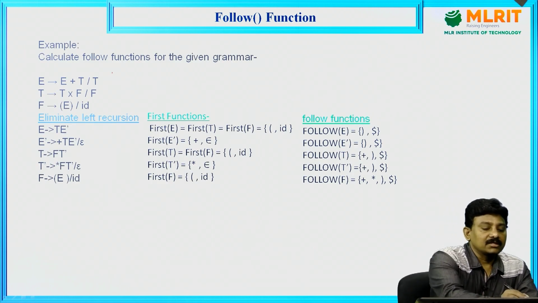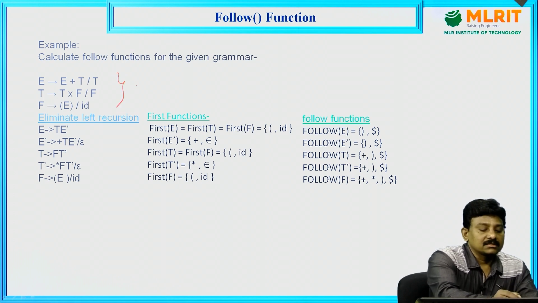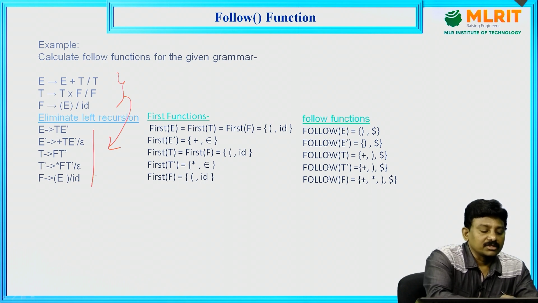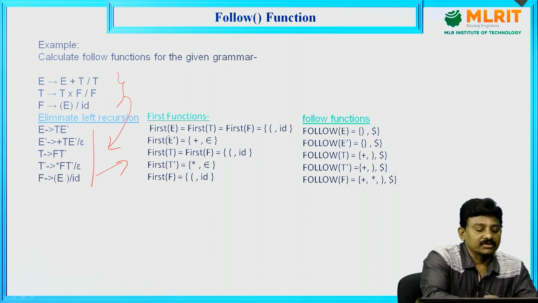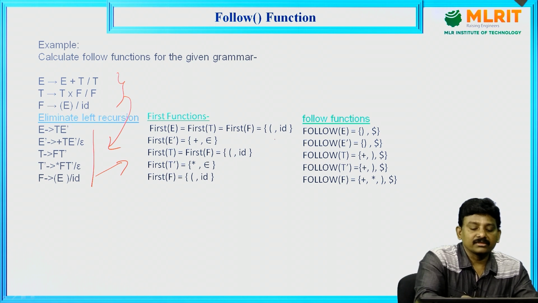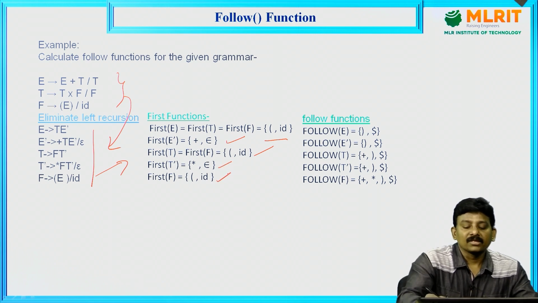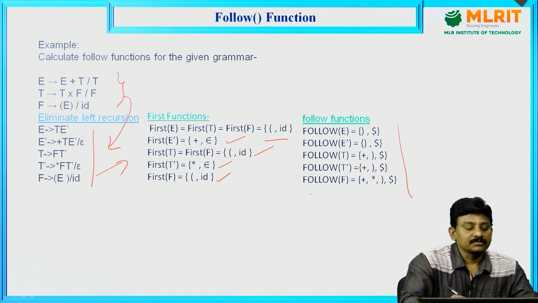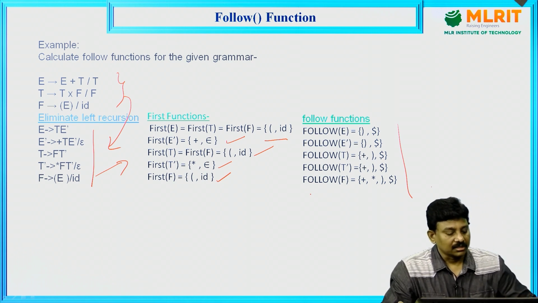we have already calculated the first function for this grammar in the previous slide. This is a left recursive grammar, so after eliminating left recursion we got these rules. From these rules we calculated first of E, first of T, first of F as left parenthesis, ID. First of E dash is plus and epsilon, first of T dash is star and epsilon. So we have to calculate follow now for all the non-terminals.